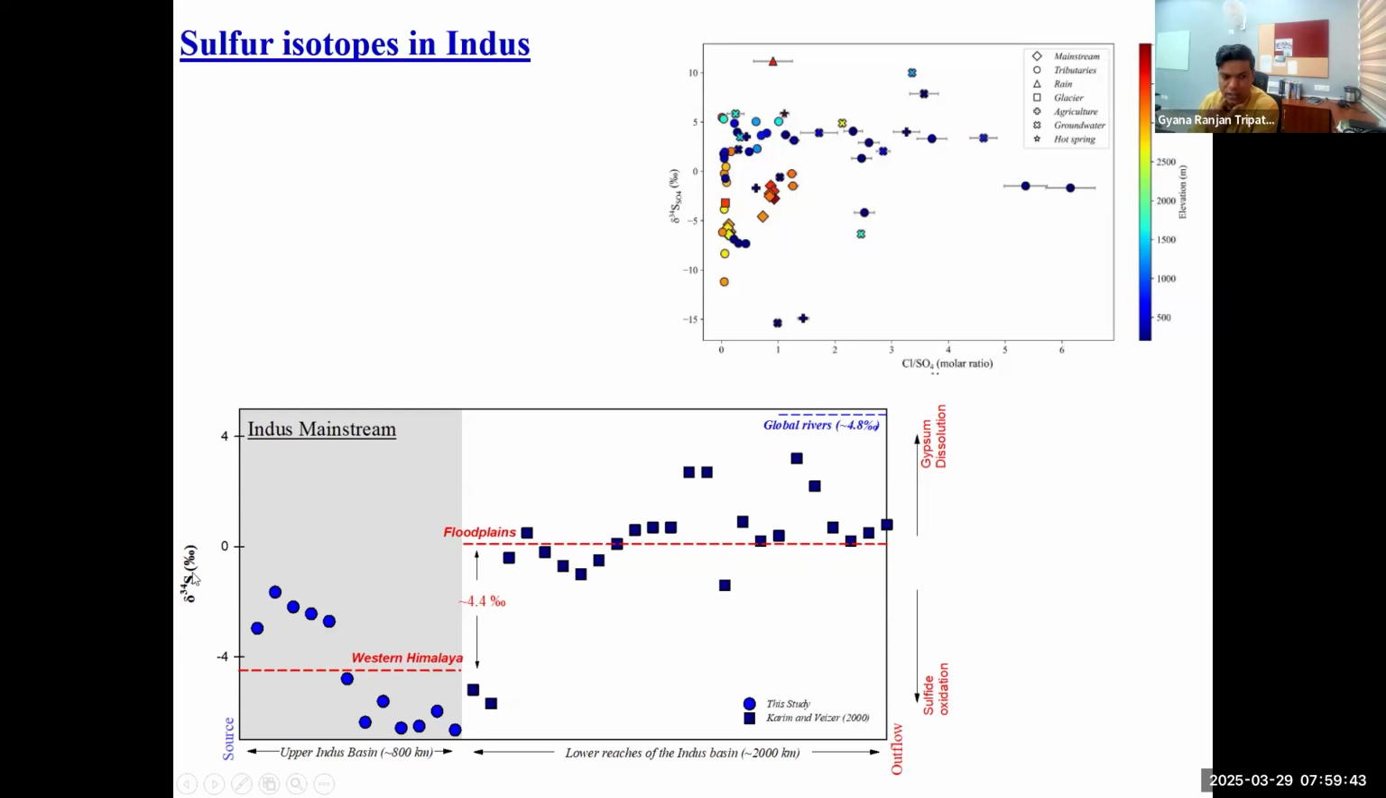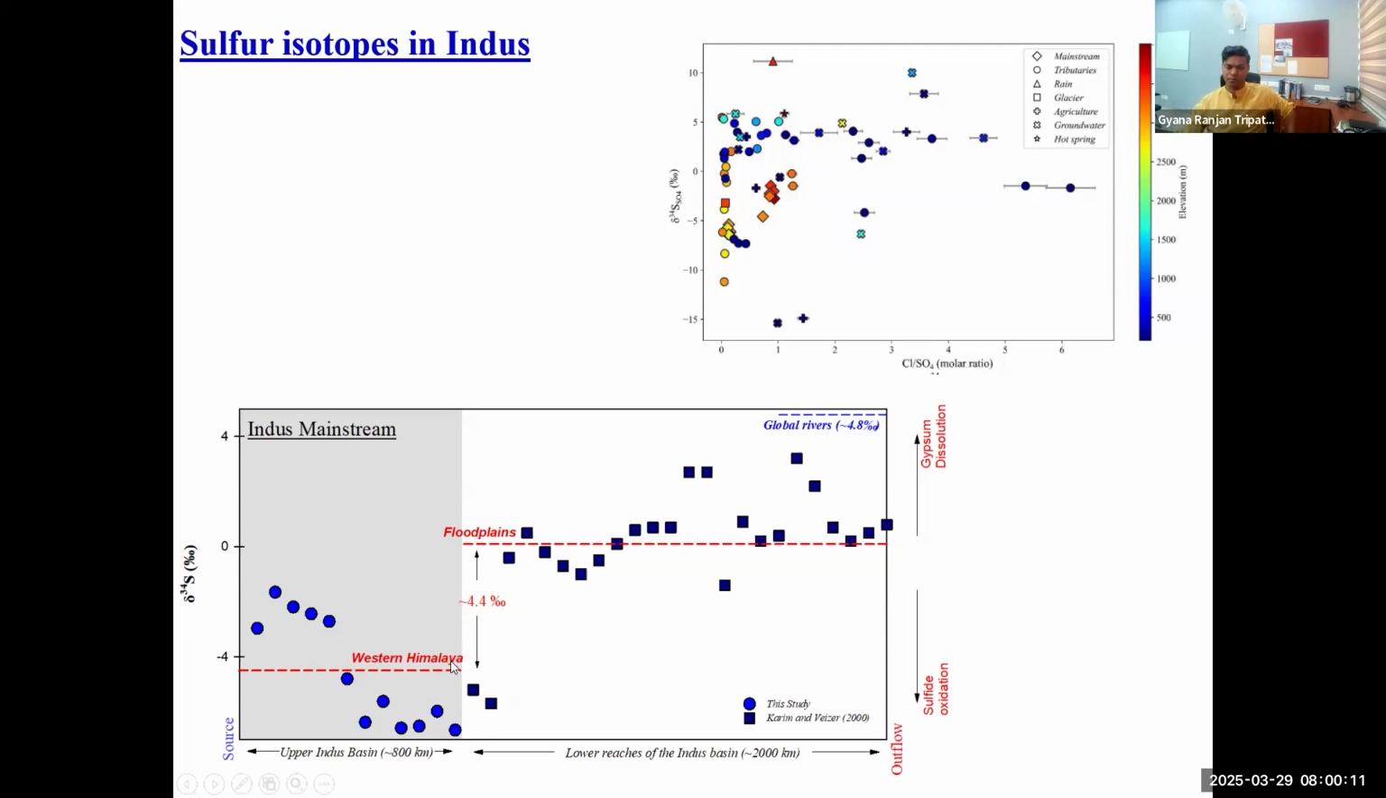As I have been telling, the delta 34S is lower for sulfide and higher for gypsum. If you see our Indus headwater data and Indus floodplain regions, both of these data are actually depleted relative to the global rivers, which is 4.8 per mil. That means the pyrite oxidation in this basin, whether it is the floodplain or the western Indus headwater, is higher in both.